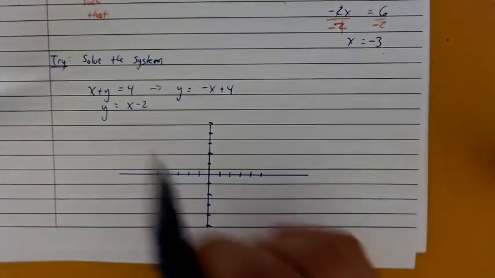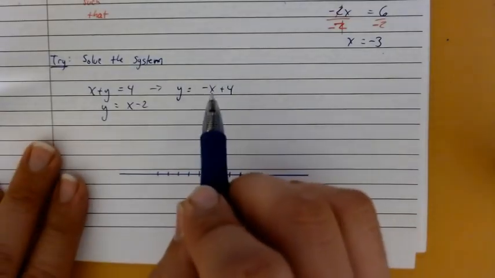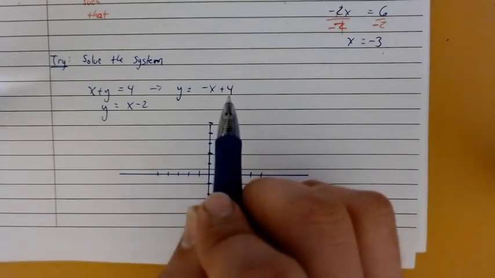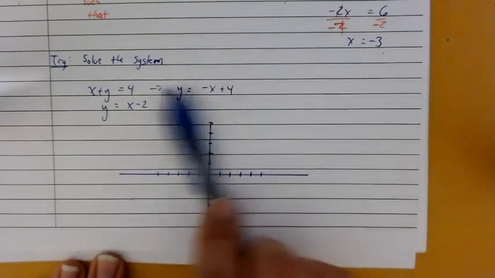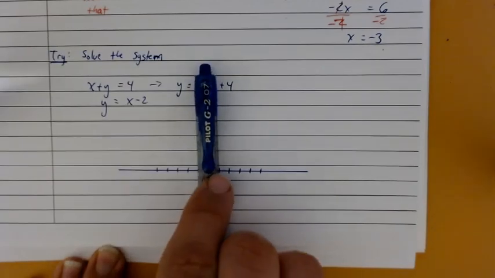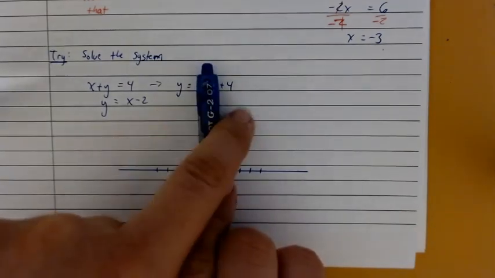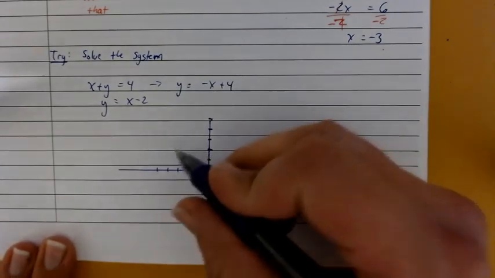All right, so here we go. In this first equation, I have a y-intercept of (0, 4). When x is equal to 0, that goes away, and I'm left with y is equal to 4. So (0, 4) is my y-intercept.